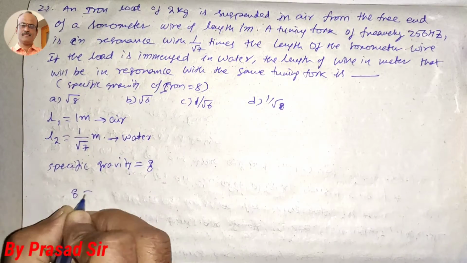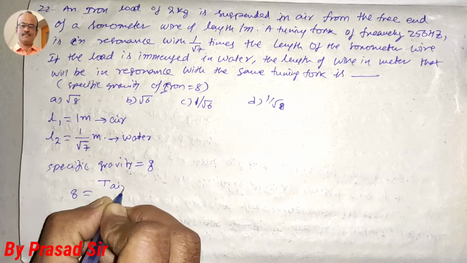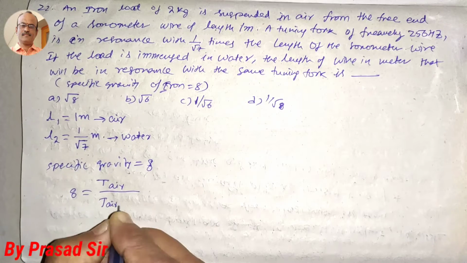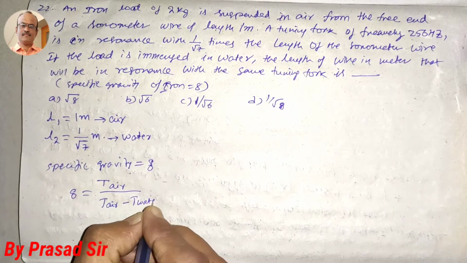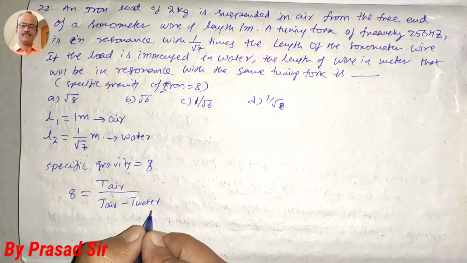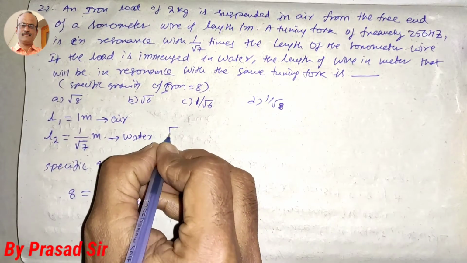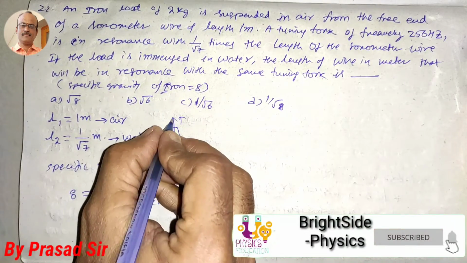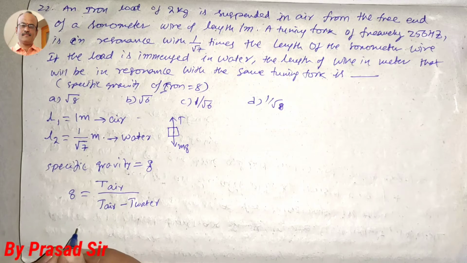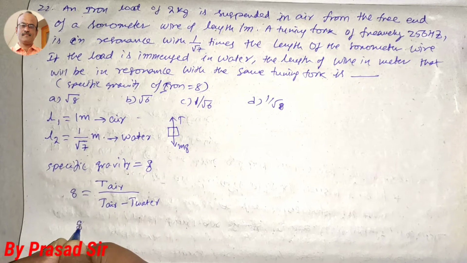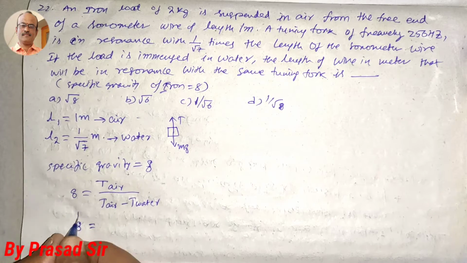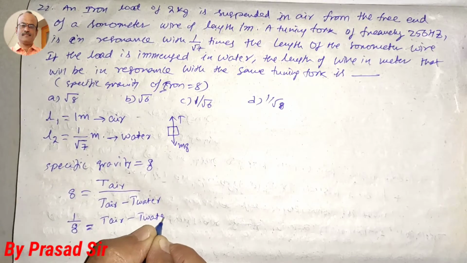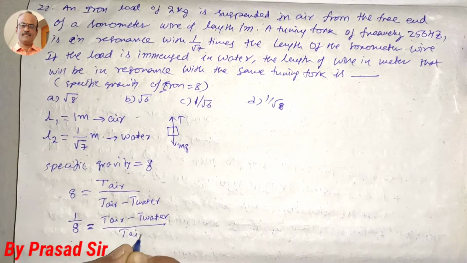So that means specific gravity 8 is equal to weight in air divided by tension in air minus tension in water. Tension is nothing but mg, weight. Why? Because here the body is pulling in the downward direction with mg, and here tension T, when this wire is connected to the sonometer. So 1 by 8 is equal to T air minus T water divided by T air.